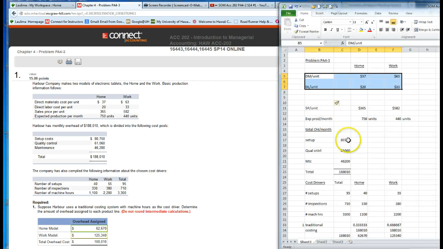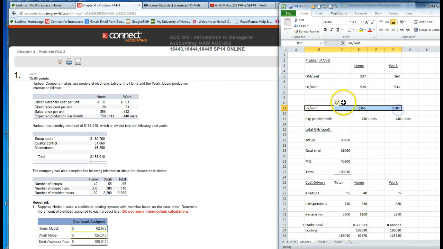Sales price per unit is shown here, and I've already made a space here because I'm going to insert additional information. I wonder if you can guess what that is. But anyway, going back to the problem, expected production per month, and I show that here for each of the two products, home and work. And then we have total overhead. The total overhead is 188,010, and they show the overhead divided up by cost pools.